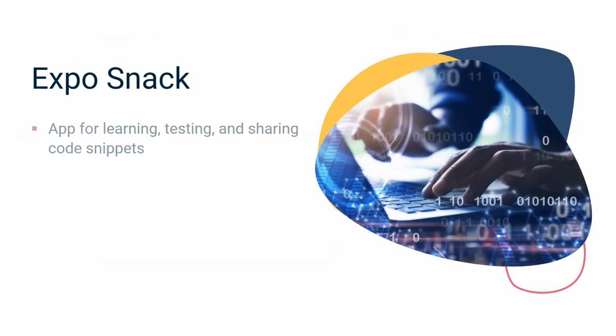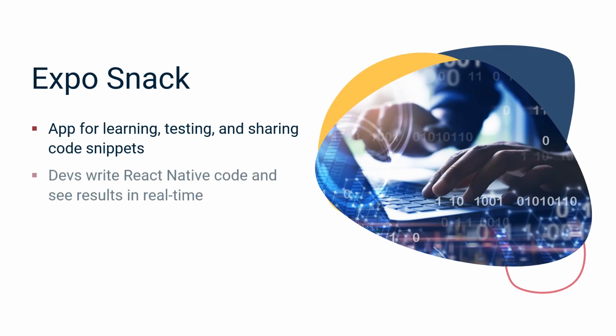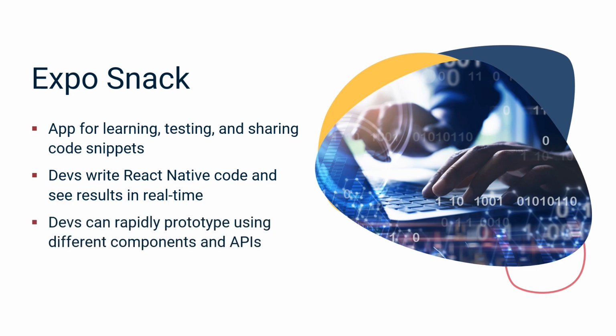Expo Snack is a powerful application for learning, testing, and sharing code snippets that lets the developer write React Native code and see the result in real time in the browser. What is also interesting with Expo Snack is that developers are able to rapidly prototype with different components and APIs, which requires a scant setup of the local environment.